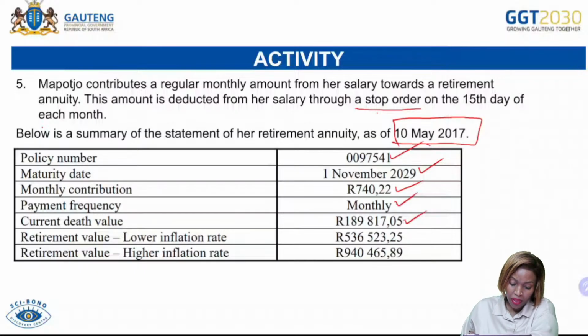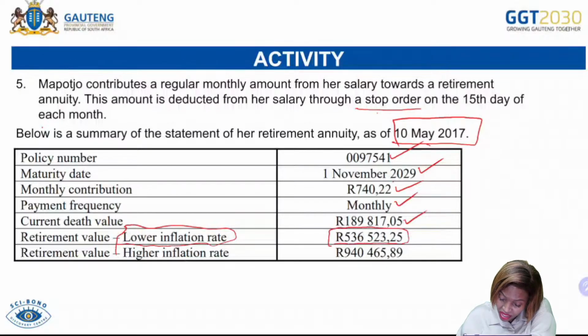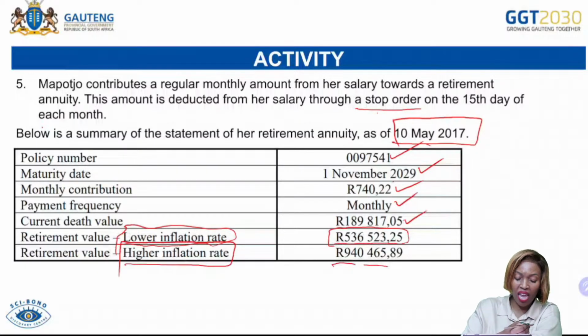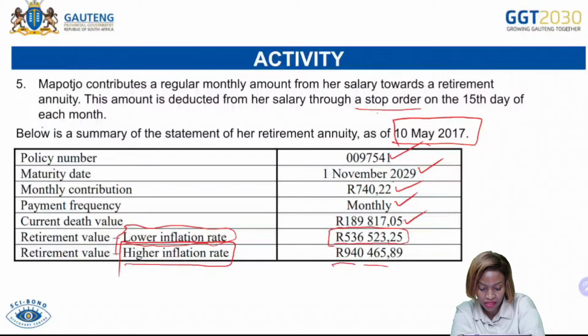139,817.05 cents. And the retirement value, this is when the inflation rate will be lower. When she reaches that retirement in 2029, she will receive 536,523 rand and 25 cents. If she retires and the inflation rate is higher, she will then receive 940,465 and 89 cents.